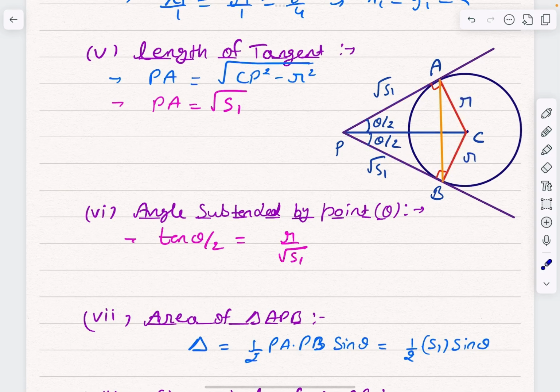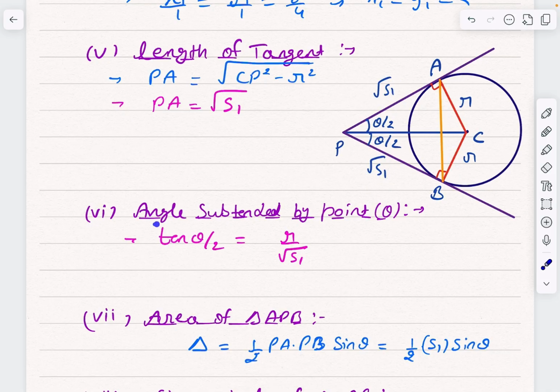How do you find the length of tangent PA? You can use Pythagoras here. There will be CP square minus R square. And if you remember, CP square minus R square was S1. So the length of tangent is nothing but root S1. PA, PB both will be of equal length, root S1.